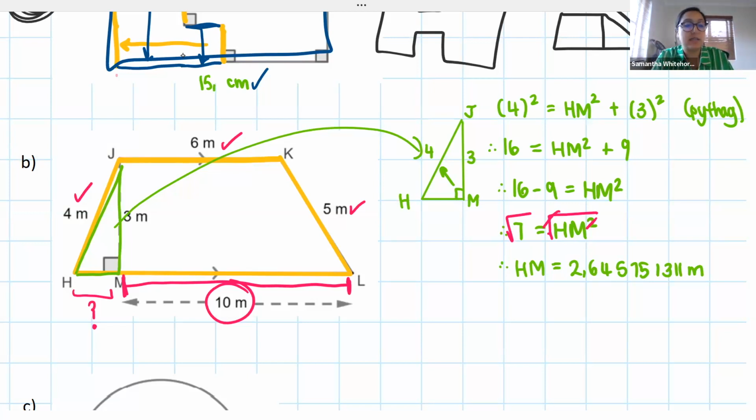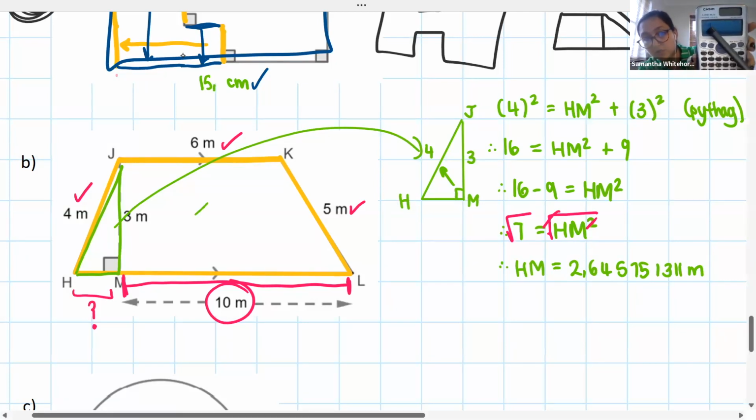So your calculator has got that answer already stored on it. So now when you do the perimeter, you literally just have to push the answer button down there, answer, and it will automatically use that whole long decimal in your calculation.